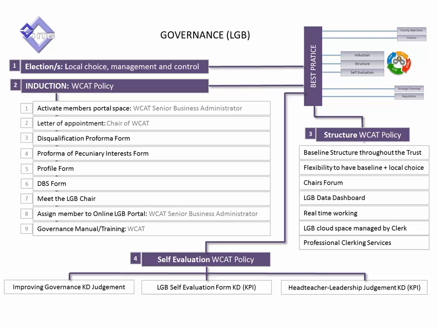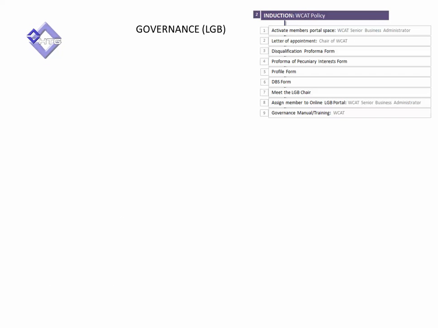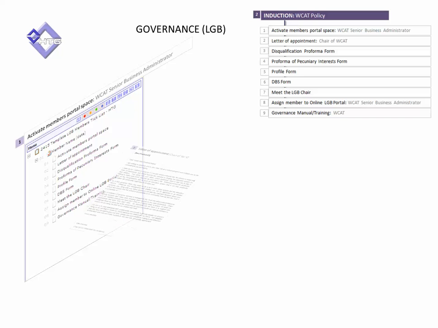The self-evaluation process: obviously the school will have a key dial which will report on the key performance indicators of the education, business and finance. On the education key dial there is a section underneath which is a judgment on the performance of the local governing body. So the induction comes up with a number of forms.